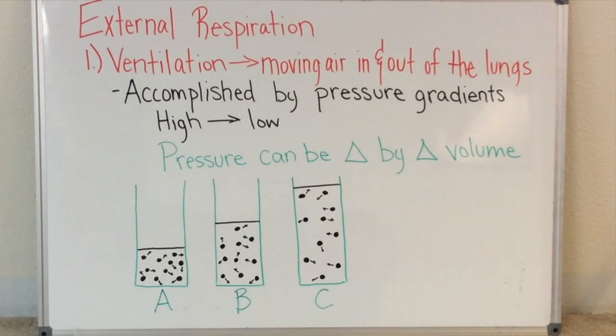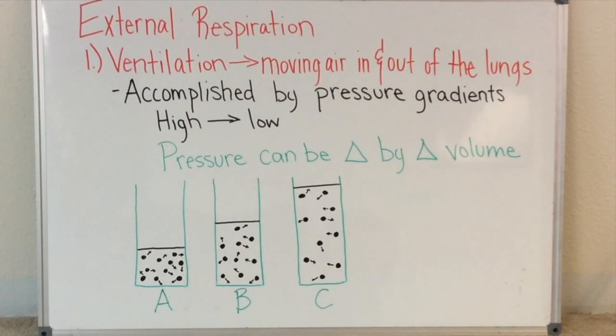Below you see all the containers have 10 air molecules. The pressure exerted by these 10 air molecules is related to the size of the container in which they're held. Pressure is exerted when an air molecule randomly makes contact with the container. By changing the size of the container, we can change the pressure that these air molecules exert.